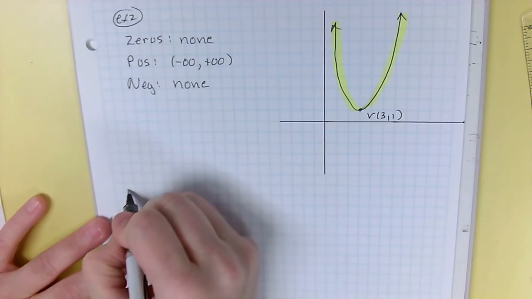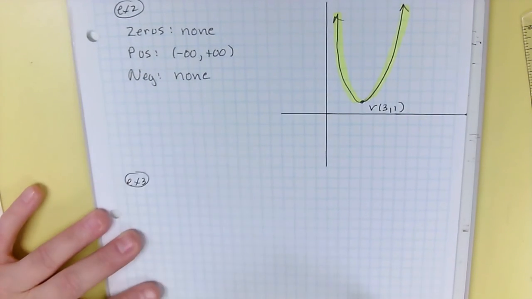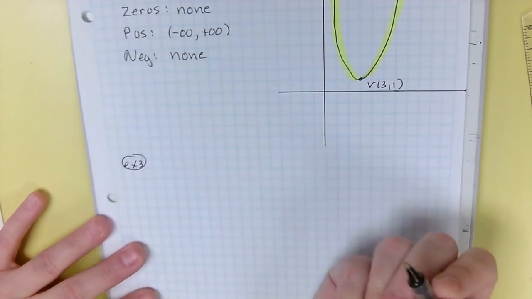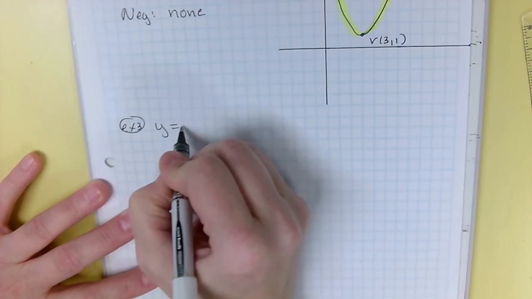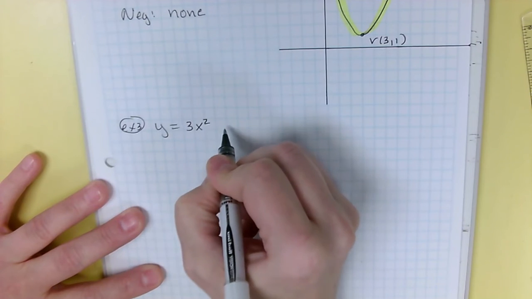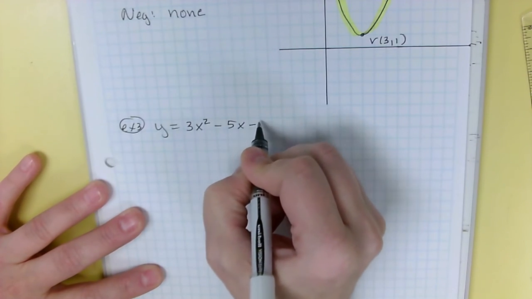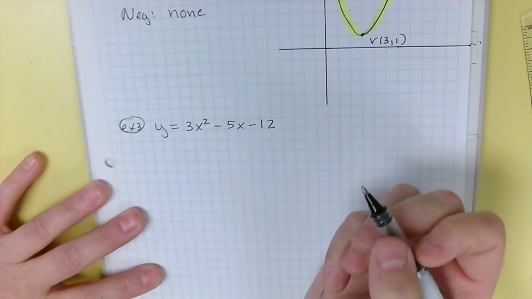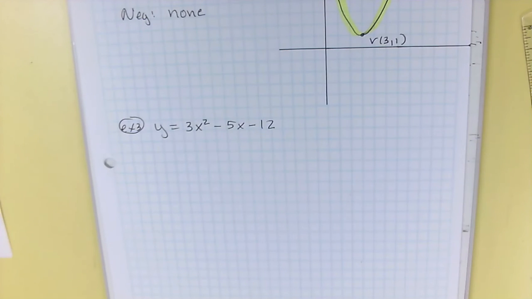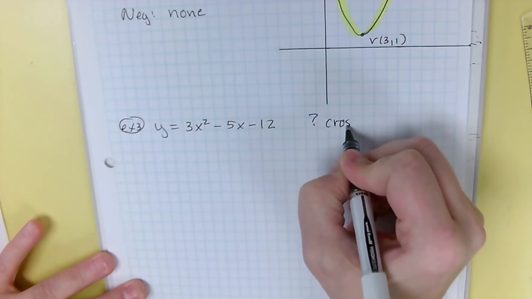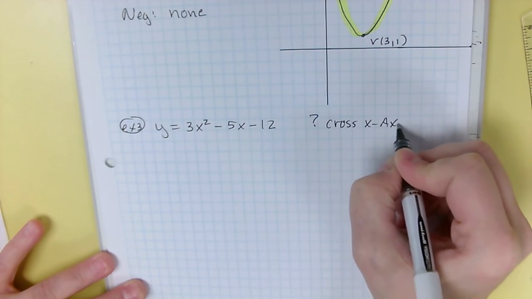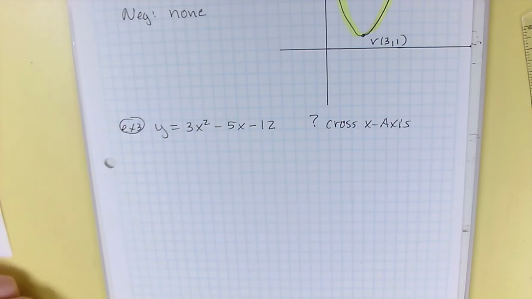Okay, let's do another example now. Example 3. This one we actually have an equation for. So the equation is y equals 3x squared minus 5x minus 12. In order to figure out where it has a positive interval or a negative interval, we need to know where does it cross the x-axis? Because that is the division between the positive and the negative y values.